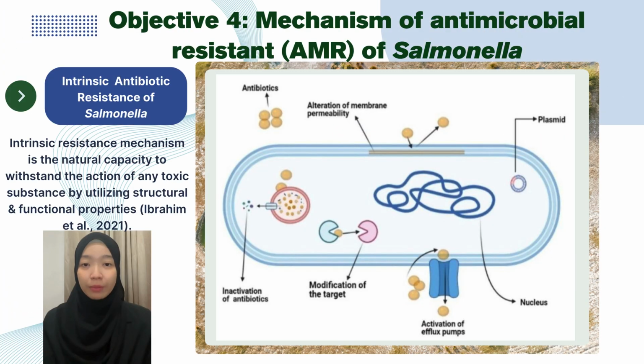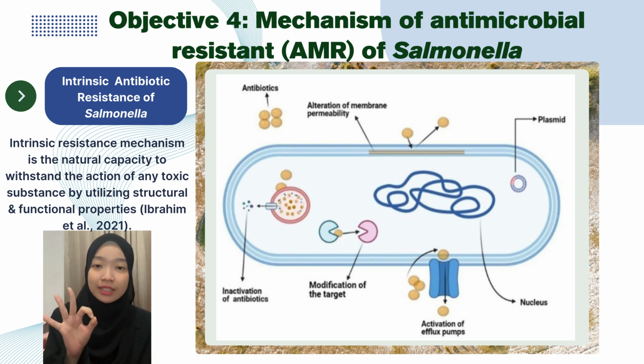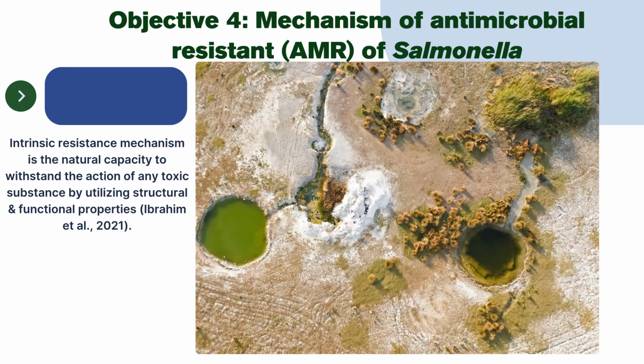In Objective 4, the mechanism of antimicrobial resistance of Salmonella will be reviewed. The first AMR mechanism of Salmonella is intrinsic antibiotic resistance. Intrinsic resistance is the natural capacity to withstand the action of any toxic substance by utilizing structural and functional properties. There are 4 strategies utilized by Salmonella, which are inactivation of antibiotics, activating efflux pumps, modification of the target sites, and altering membrane permeability.